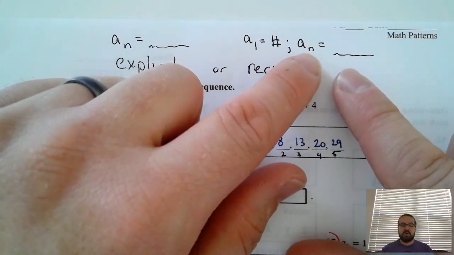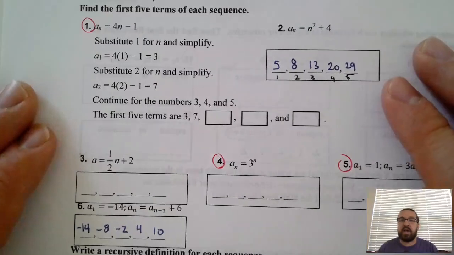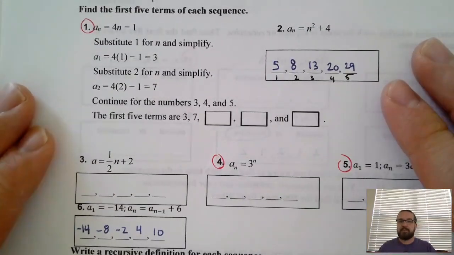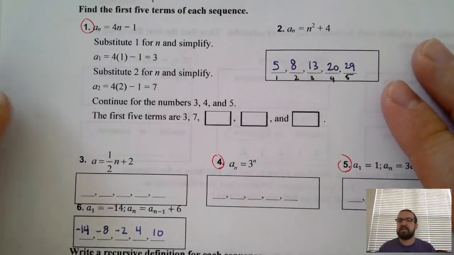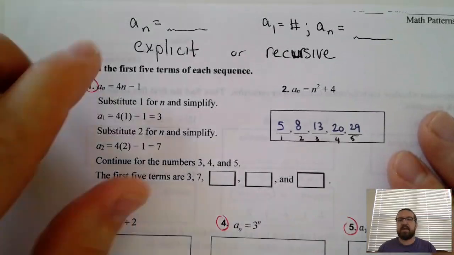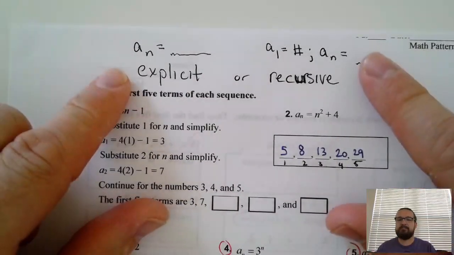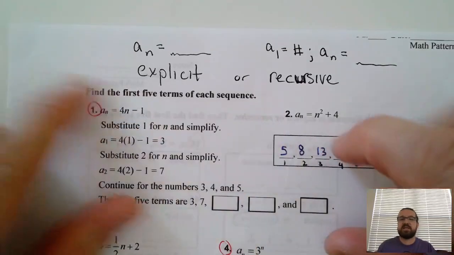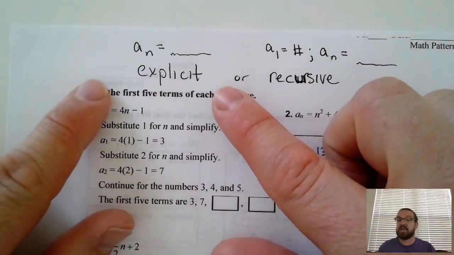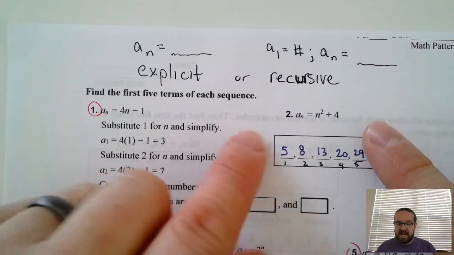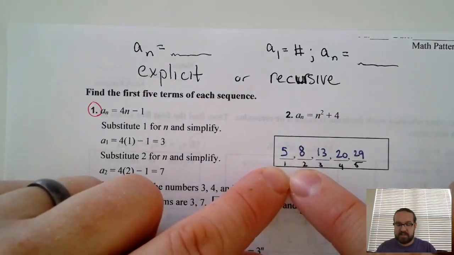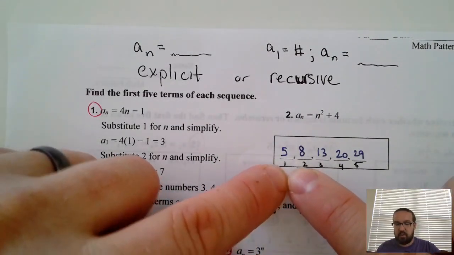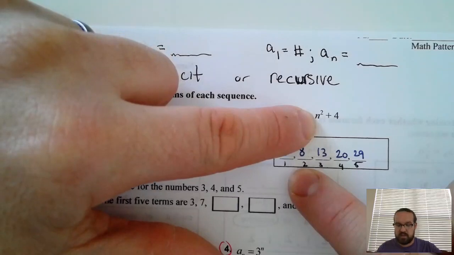All right, so I already have it filled out here, but let's take a look at a couple of them. Number 2, we have to decide, is this an explicit or a recursive definition? Looking back here at the top of the page, we could see that number 2 is an explicit formula. Okay, it only has one part. So therefore, because this is in the first position, I plug a 1 into the formula, 1 squared plus 4 is 5.